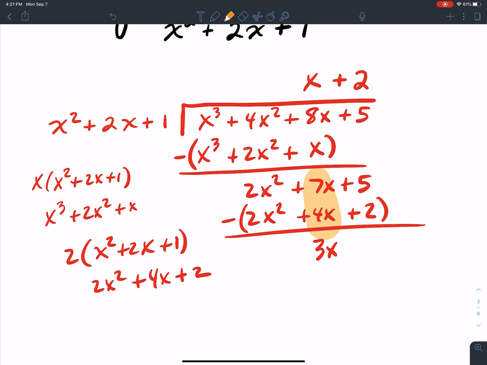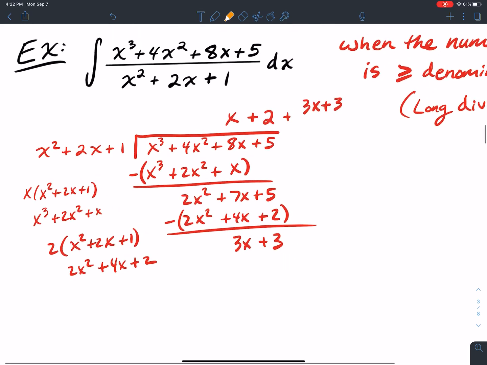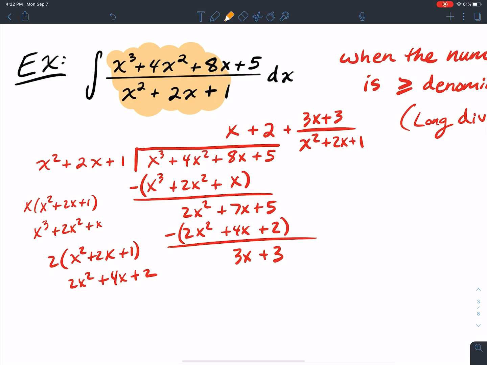So if I add those together, 7 minus 4 gets me 3, and then 5 minus 2 gets me 3 again. So this is going to be 3x plus 3 here. And then I divide. Well, what do I divide by? I'm dividing by this x squared plus 2x plus 1. So this big nasty thing simplifies to x plus 2 plus this thing right here.